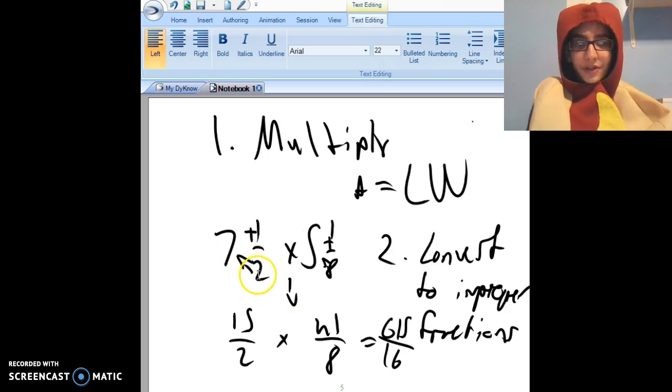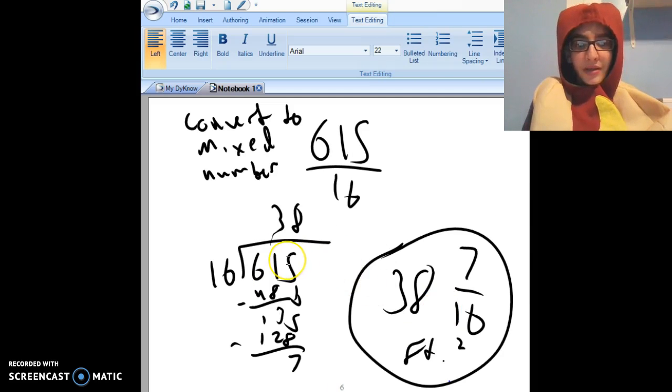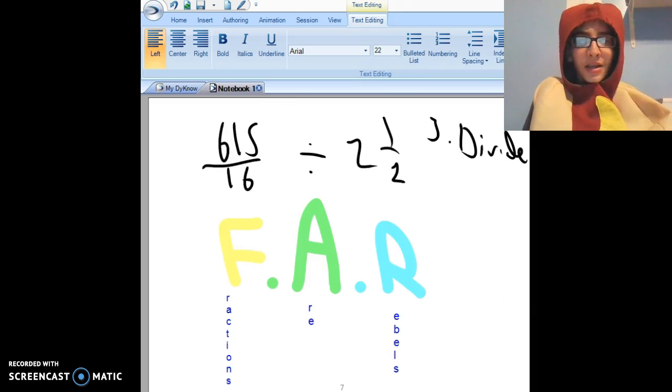The denominator, here 2, multiplied by the whole number, 7, plus the numerator, 1. 2 times 7 equals 14, plus 1 equals 15, 15 over 2. 8 times 5 equals 40, plus 1, 41 over 8. 15 times 41 equals 615, and 2 times 8 equals 16. So that we can convert that into a mixed number. 615 divided by 16 equals 38, with 7 over the original denominator, which is 16, 38 and 7 over 16 feet squared. So then we use something to divide, and we divide using FAR, F-A-R.